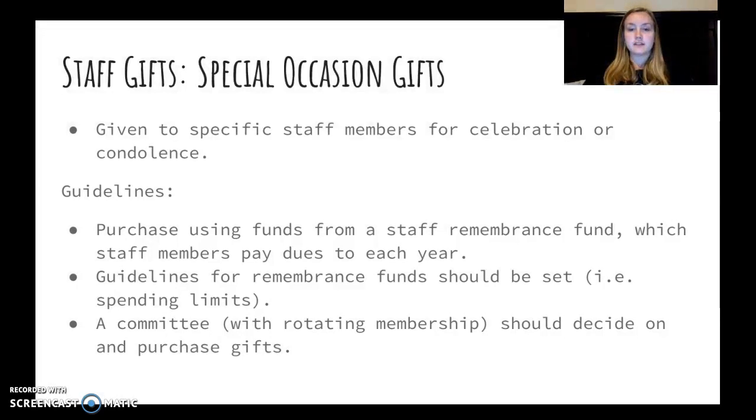The final area of staff gift would be special occasion gifts. So these are given to, again, specific staff members, on some kind of either momentous or tragic occasion. So purchasing these gifts, you would use the Staff Remembrance Fund. We at my elementary school call this our social fund.